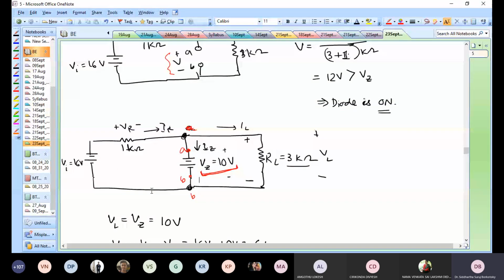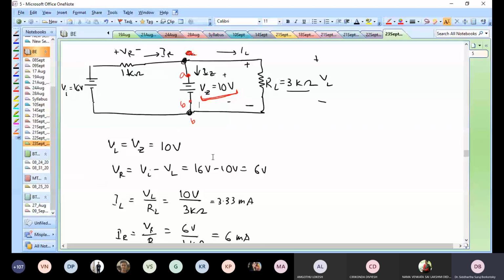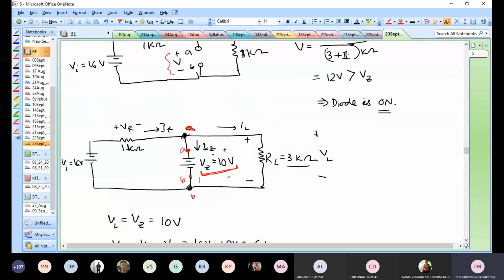So you have this particular setup. Given this particular setup, what do I have for VL, VR, IL, and IR? What is VL? VL is the voltage across this load. What would that voltage be? How do you find that voltage? Any guesses?